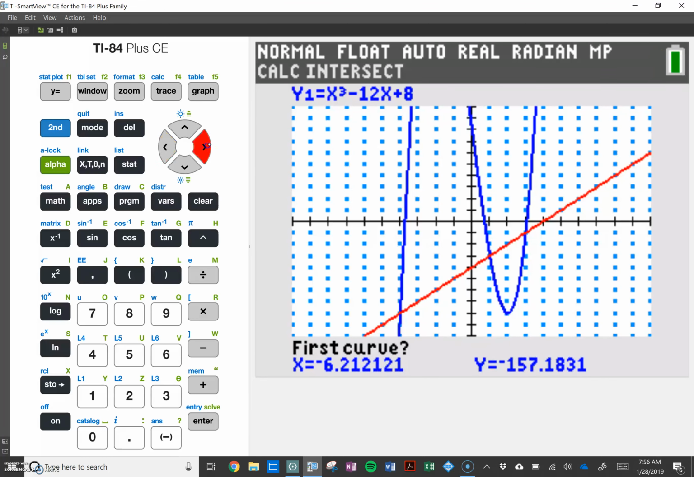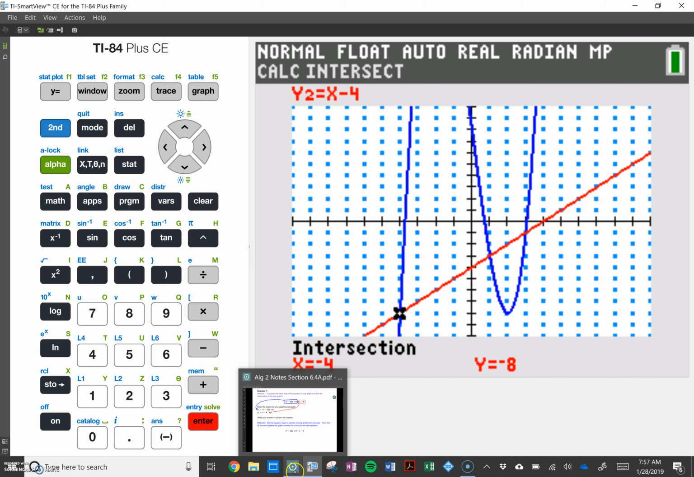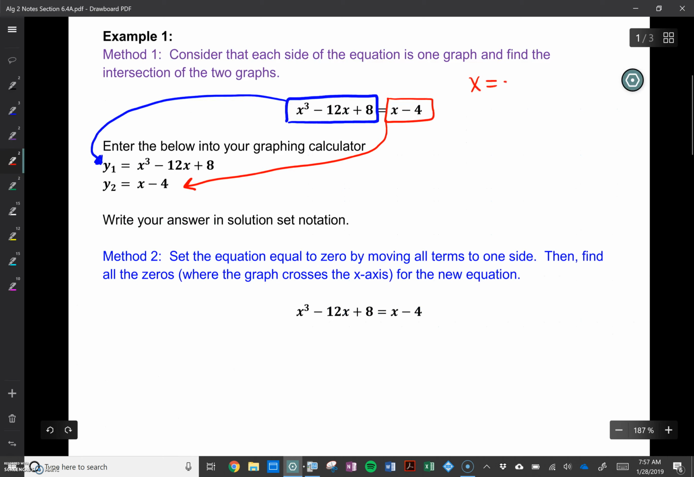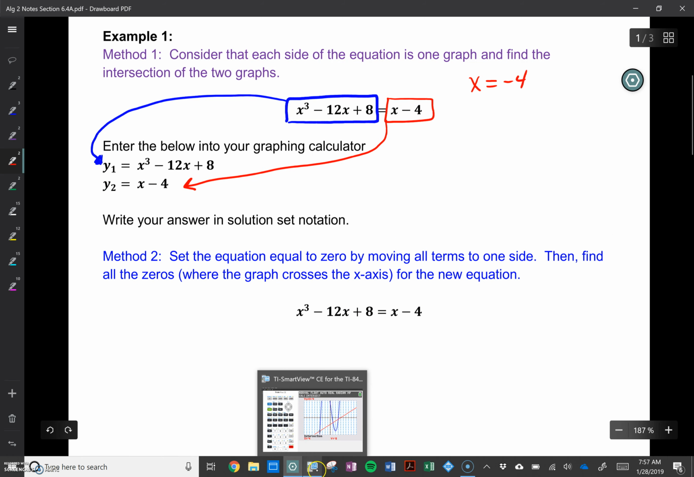Right now we're down at -6. So we need to get our x value a little bit closer. And there it is. So now we're going to hit enter 3 times: 1, 2, 3. And it's going to give us our x value of -4. So our first value is x equals -4.